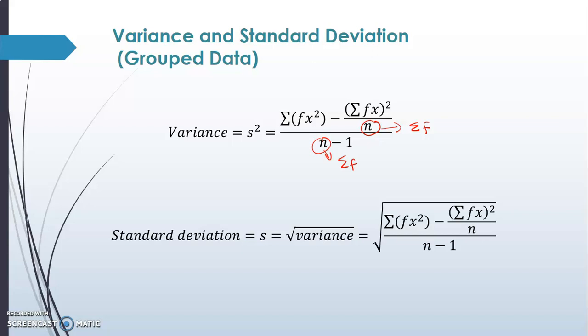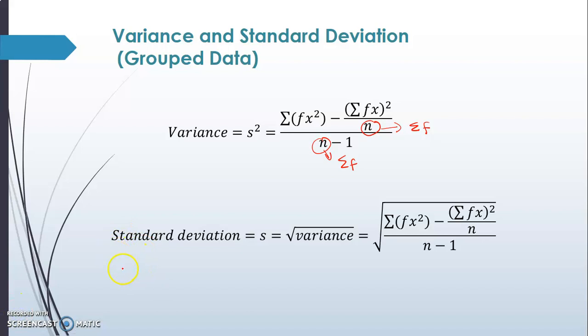Okay, and for standard deviation, the formula is just the same as the formula of standard deviation of ungrouped data, where S is equal to the square root of the variance. So that means to find the standard deviation, you need the value of variance first, and then you square root that variance. So this will give you the value of standard deviation.